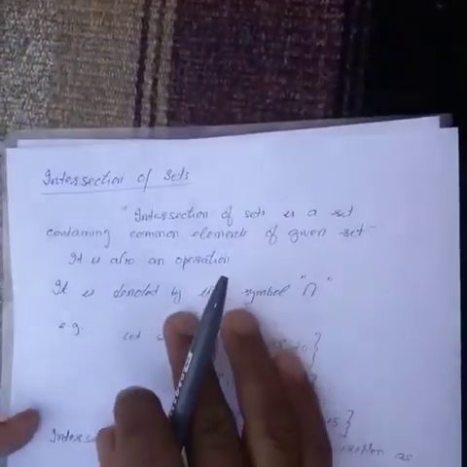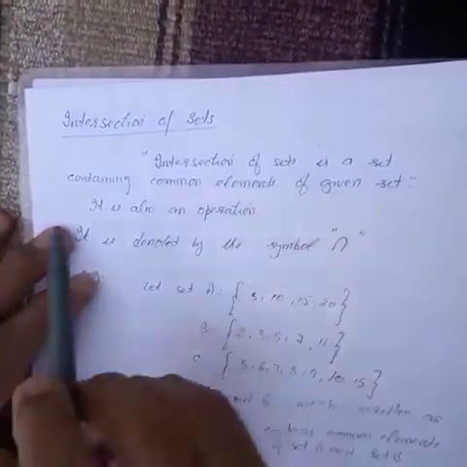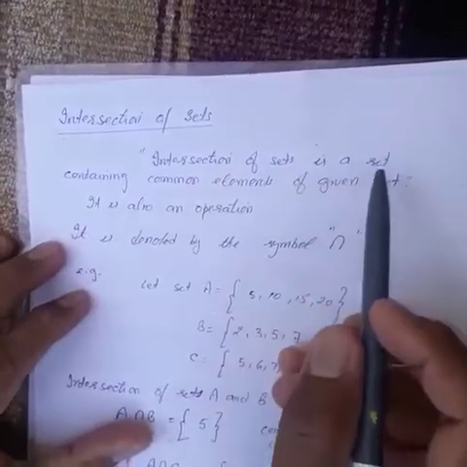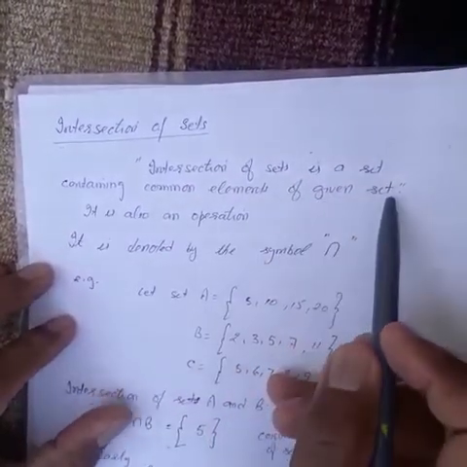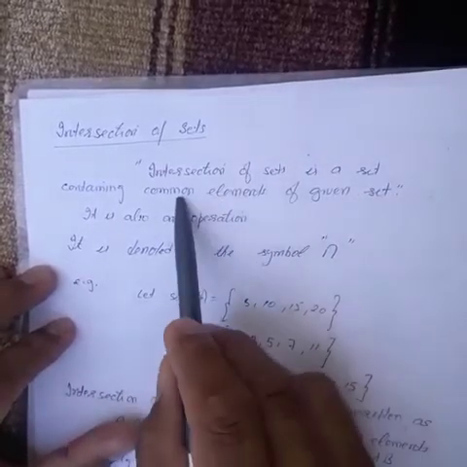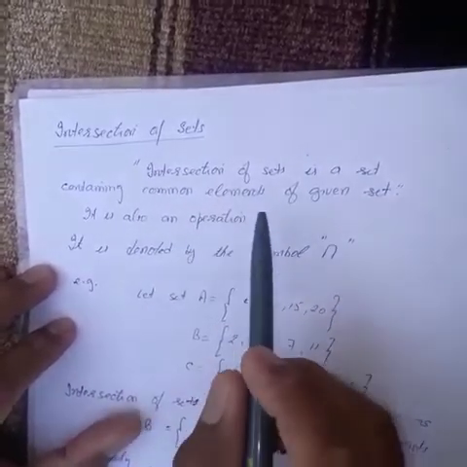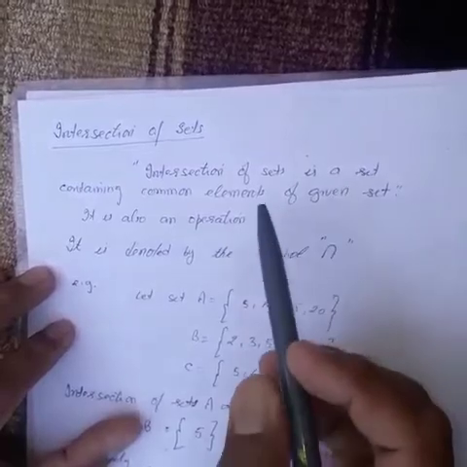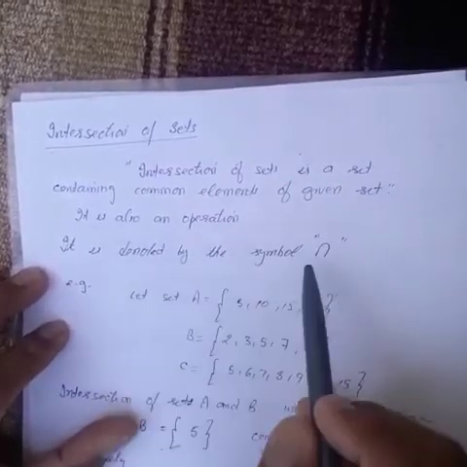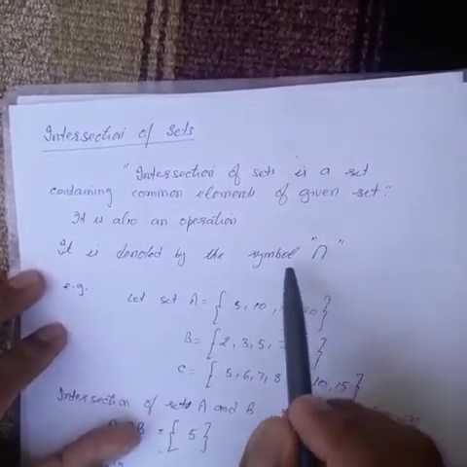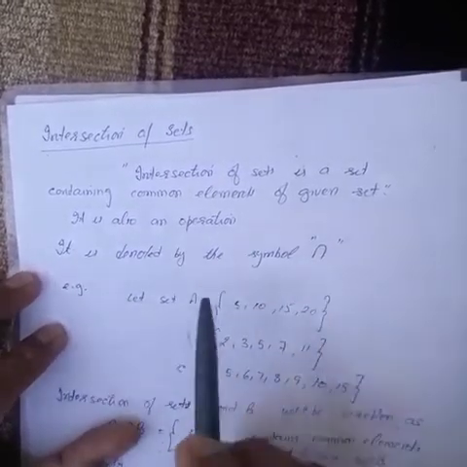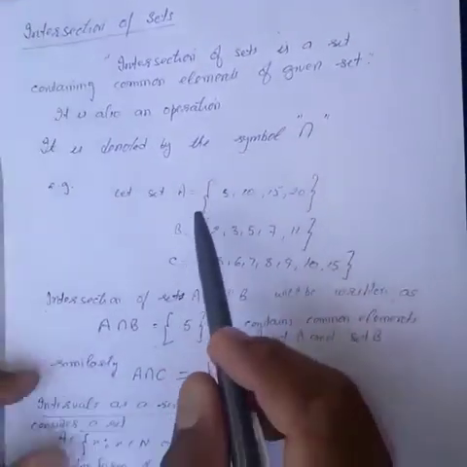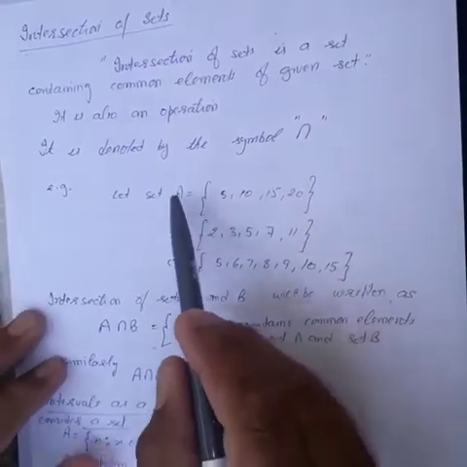Now the next operation, intersection of the sets. Intersection of sets is a set containing common elements of the given sets. The intersection will contain the common elements of both the sets. It is denoted by the symbol ∩, which will be used in place of the word intersection. To understand this, consider a few examples.